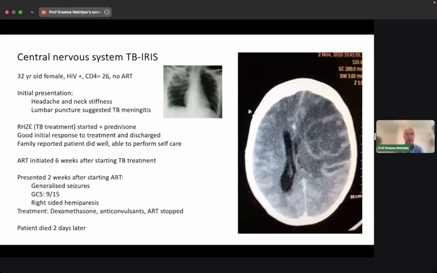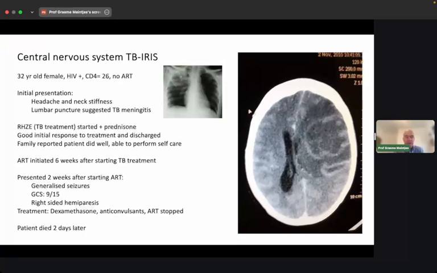So this was a 32-year-old woman, HIV positive, CD4 count of 26, had never been on ART. And she presented with headaches and neck stiffness. Lumbar puncture was done, was suggestive of TB meningitis. There was a chest X-ray at presentation showing a right upper lobe infiltrate. She was started on standard first-line TB treatment and prednisone. And she had a good initial response to treatment, was discharged. The family reported she was doing well and able to perform self-care at home.